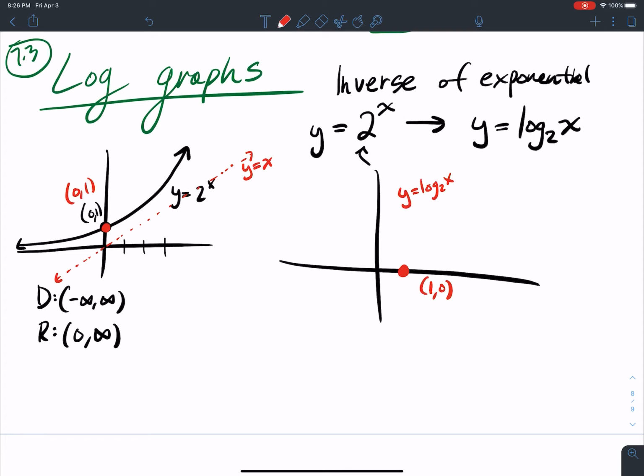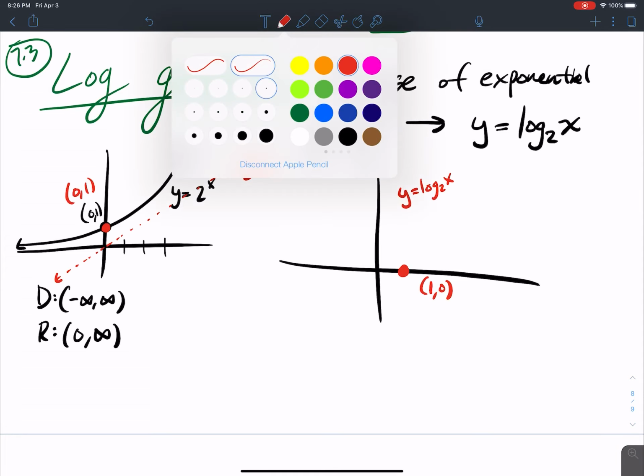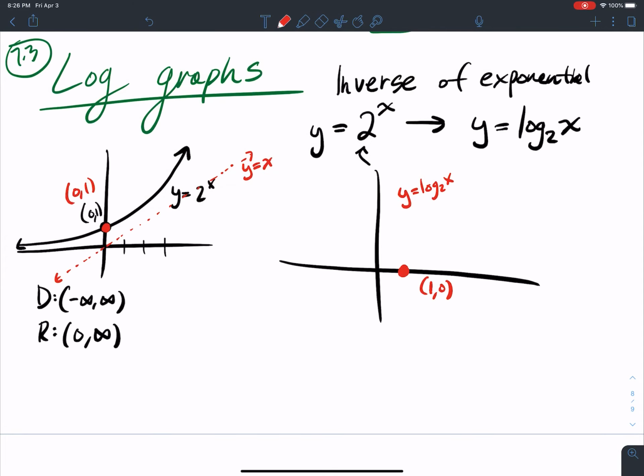Now, instead of my domain being all real numbers, my domain is the range of this first function. So the domain goes from 0 to infinity, so it's only positive. And the range becomes all real numbers. So the domain and the range swap for the inverse.